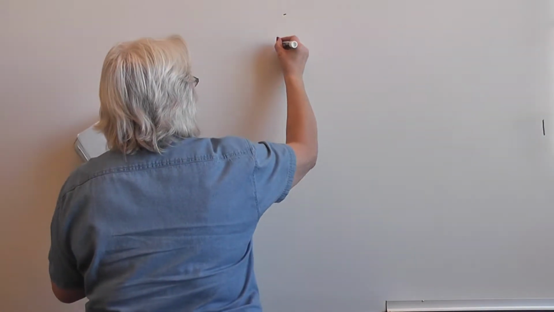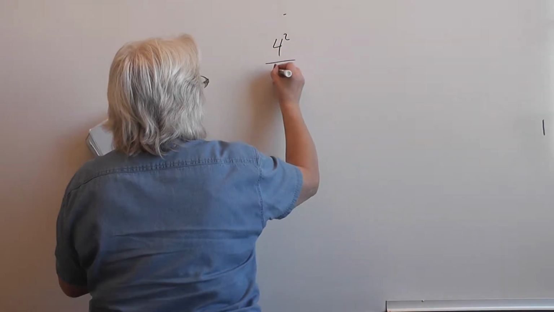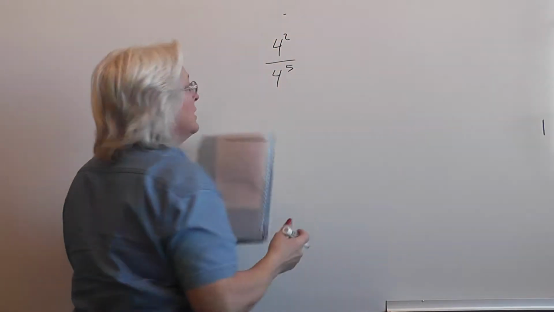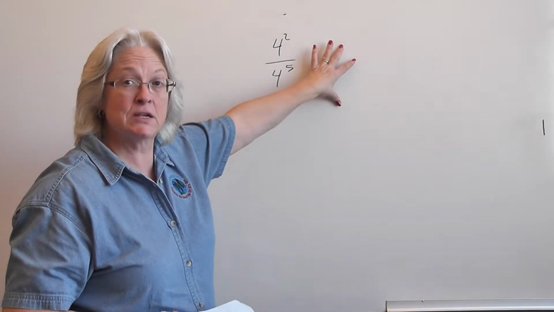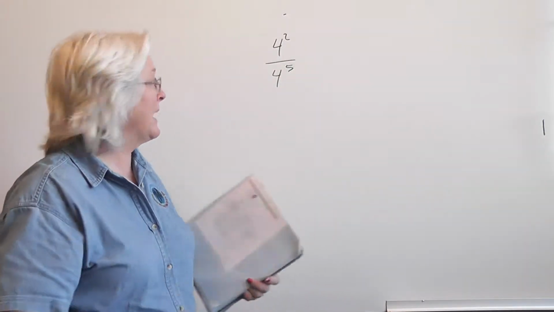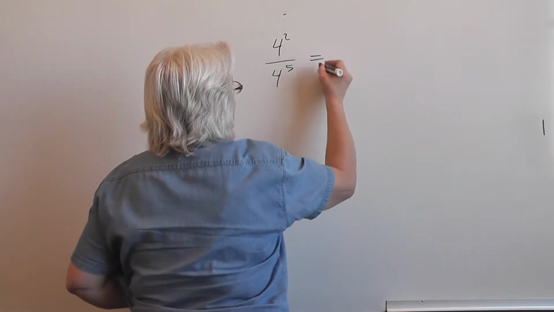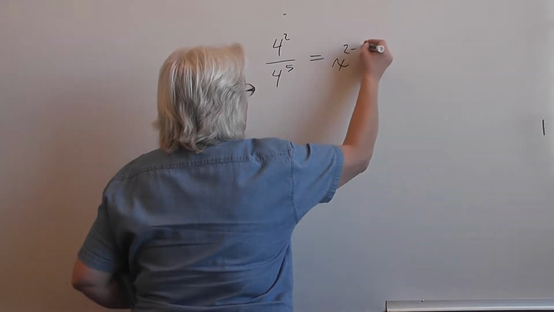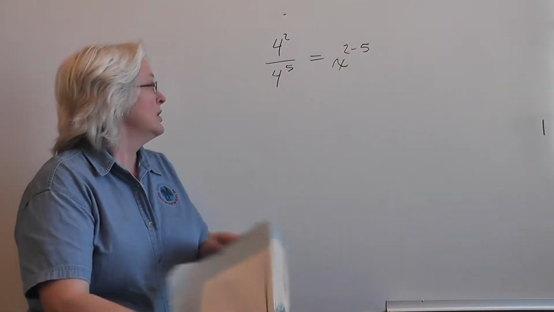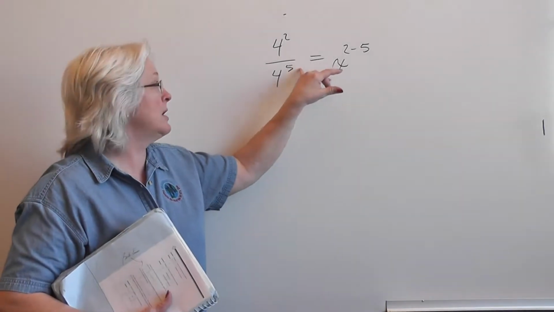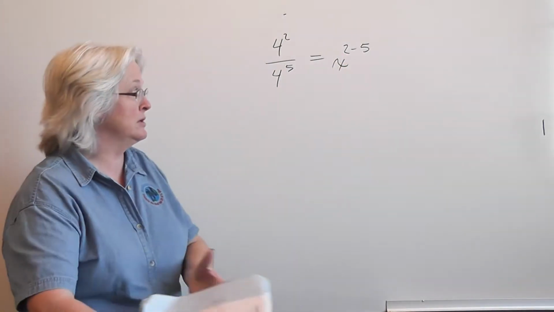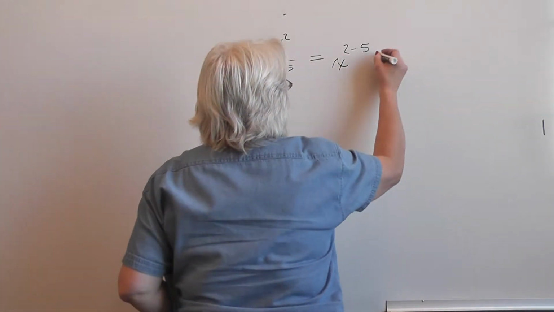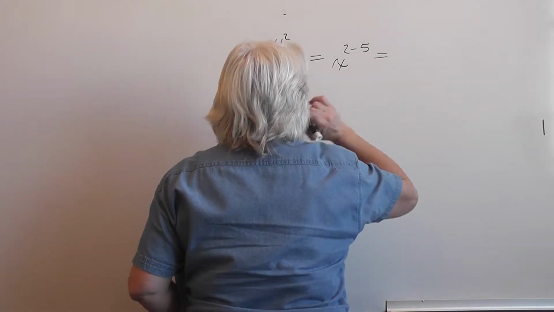I'm going to do this two ways. What happens if I have 4 squared divided by 4 to the fifth? What we have just seen is the way that you divide powers with like bases. You keep the base and you subtract the exponents. You subtract the exponent that's in the denominator from the exponent that's in the numerator. Well, what's 2 minus 5? 2 minus 5 is equal to minus 3.